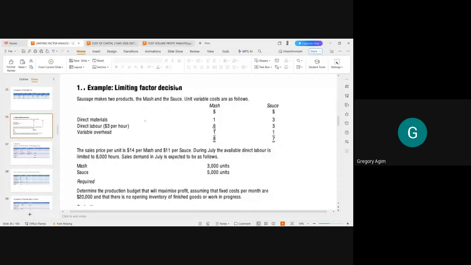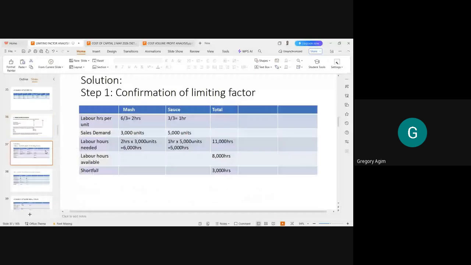How many hours do you use to produce mesh? It will be 6 divided by $3 per hour. You have 2 hours per unit. For source, you incur overall $3. How much are we spending per hour? $3 per hour. What this implies is that 3 divided by 3 is 1. It means you use 1 hour to produce source. Yes, this is it, man. 1 hour to produce source.